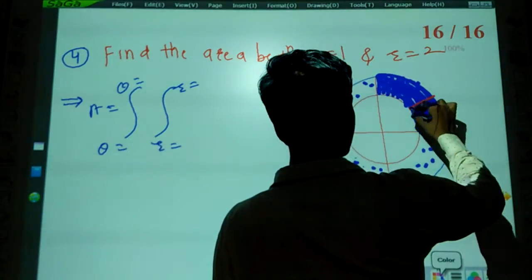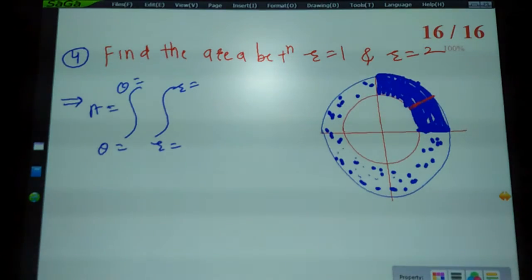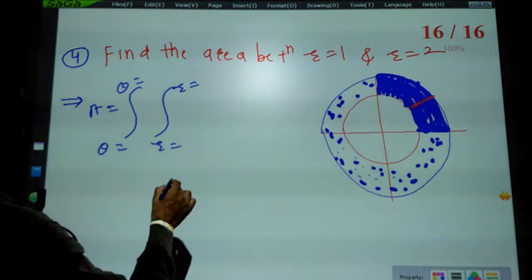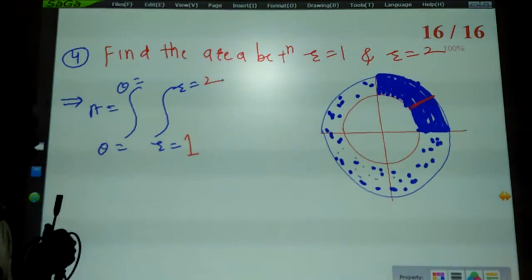So what is the r here? Tell me, what is the lower limit and upper limit? It is given in the question. What is the r? Very good. r is equal to 1 to r is equal to 2.